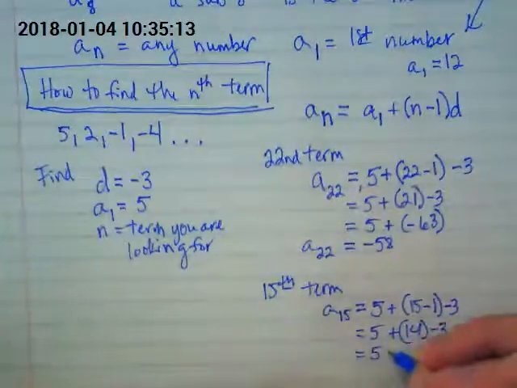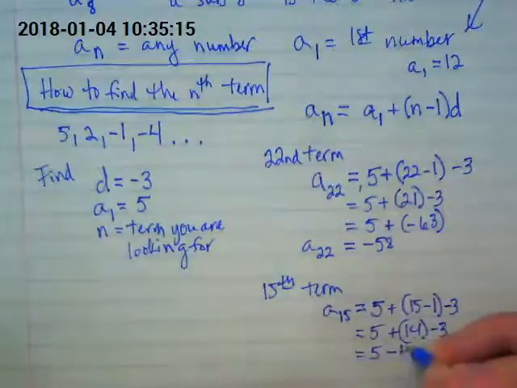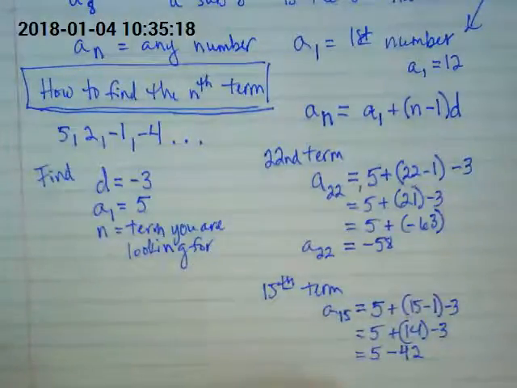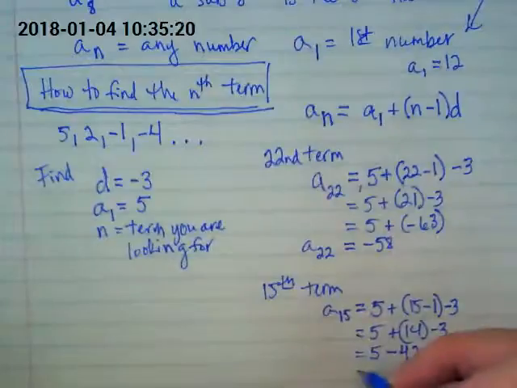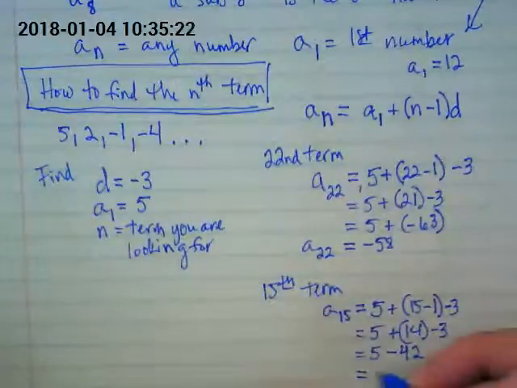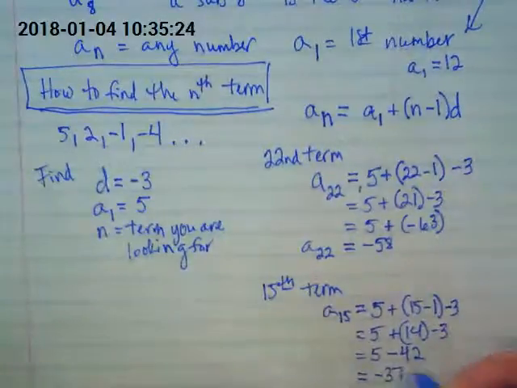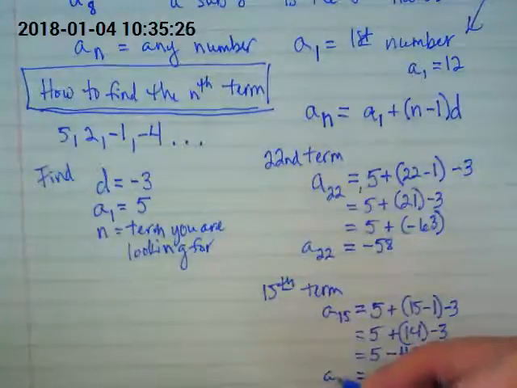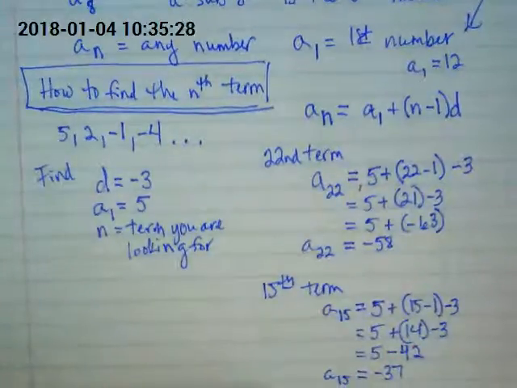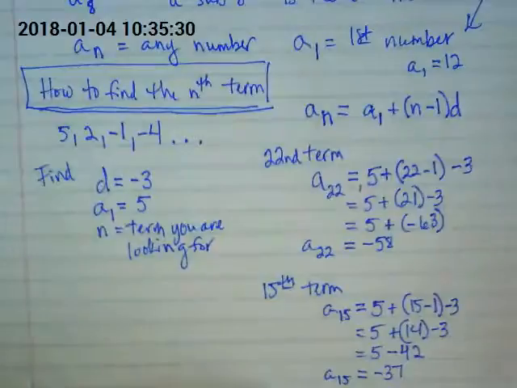I got 5 minus 42. Did you guys get 42 when you multiplied? Yes, we did. Is equal to? So a sub 15, or the 15th term, is negative 37.